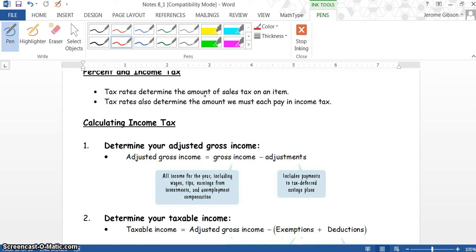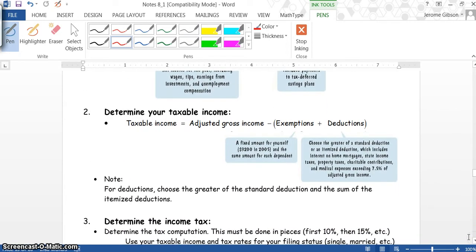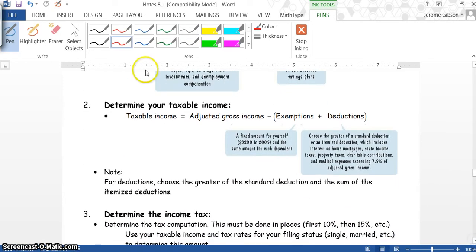Now, the gross income is all income for the year, including wages, tips, earnings from investments, and unemployment compensation. The adjustments include payments to tax-deferred savings plans, like for instance your 401k, 403b. It says determine your taxable income. Your taxable income is your adjusted gross income minus the exemptions plus deductions in parentheses.